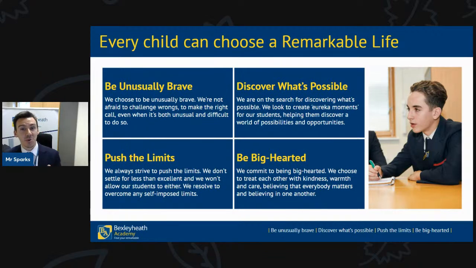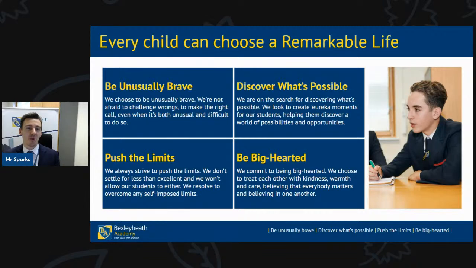Secondly, we encourage our students to discover what's possible. And we're looking to create those special moments in schools, those light bulb moments where students discover things for the first time and work out solutions to problems that they've always wondered about. And that's really, really important to us, creating those eureka moments, we call them.